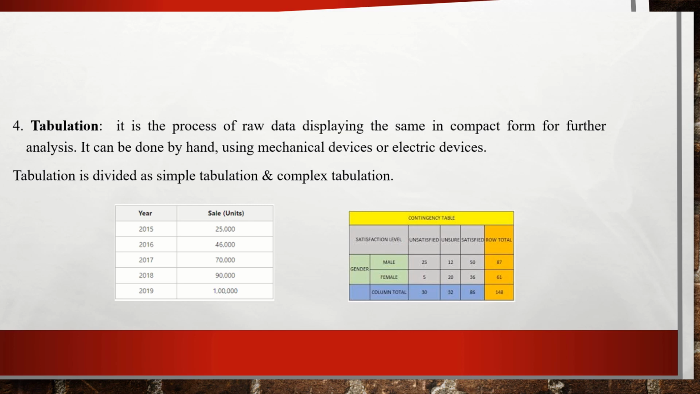These tables are also divided into two types, that is simple tabulation and complex tabulation. As we said earlier, there are two types of classification, simple and manifold. So simple classification leads to simple tabulation also. Here is the detail regarding the sales during the different years. It is simple tabulation. And the next table is a complex tabulation. If two or more variables are given, then it will be a complex tabulation.